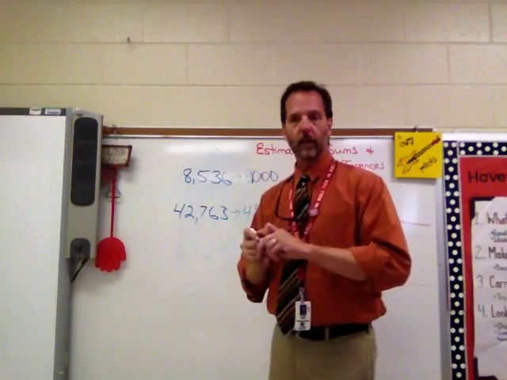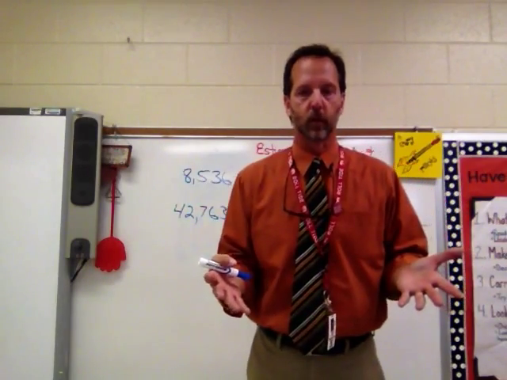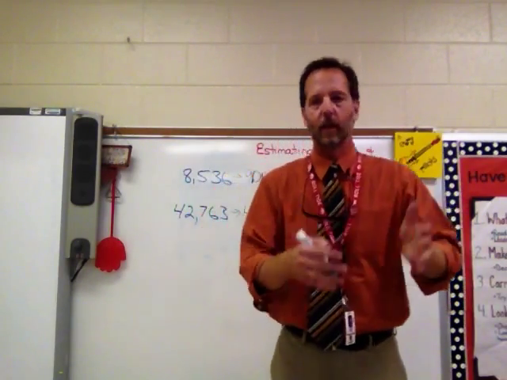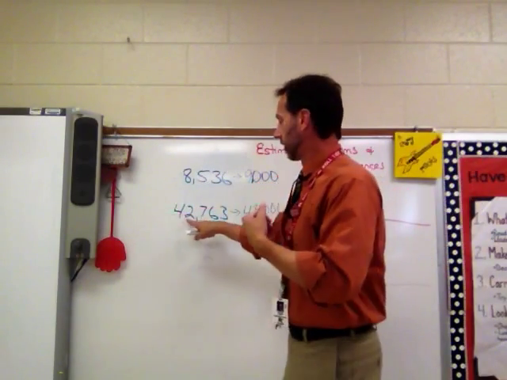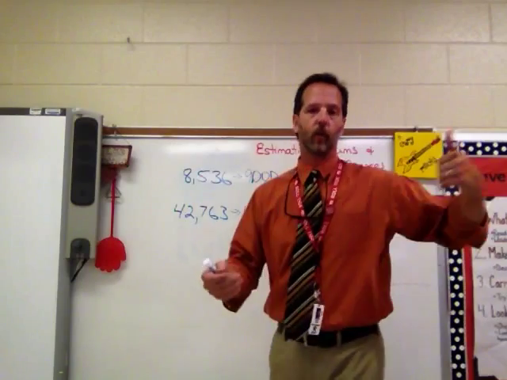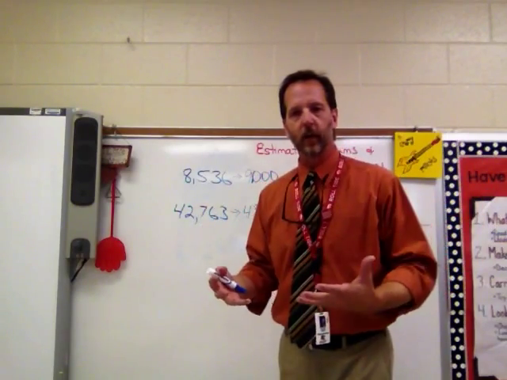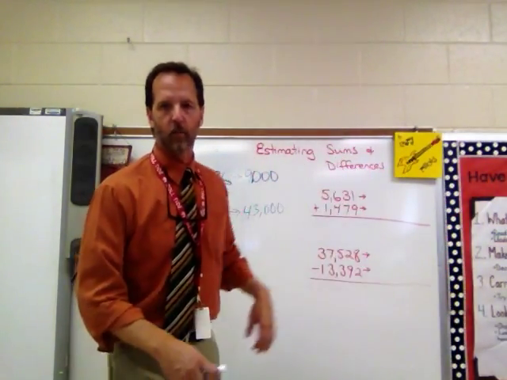43,000. So it really doesn't matter what place you want to round to. You do the same thing every time. It's either going to be the number you see, or it's going to be one more than the number you see, 42,000 or 43,000. Now let's put it into application with estimating the sums and the differences.